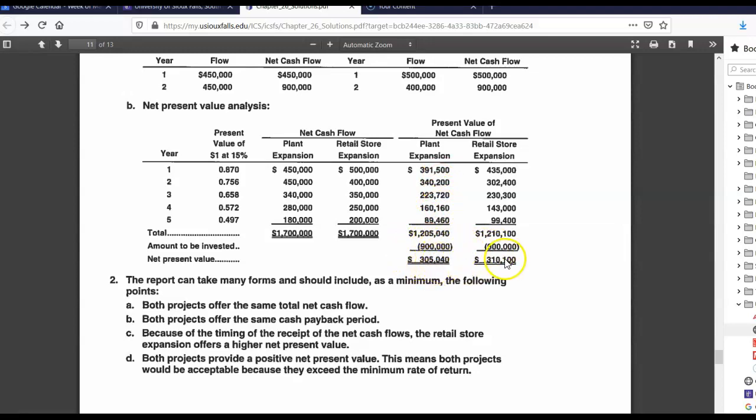Is a net present value. Both of them very close, 305, 310. Based on this, we would recommend the retail store. Both of them are above 15%, right? Because it's much positive. Even if this was 0, it would mean that we met our hurdle. It meant it was 15%. Okay. Questions on 2A?